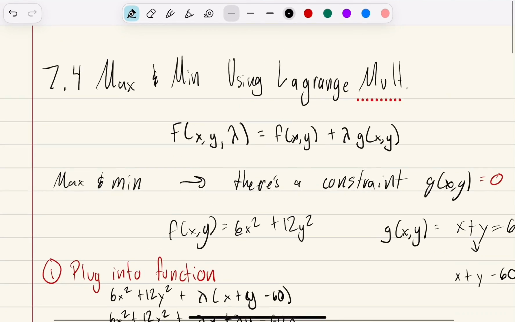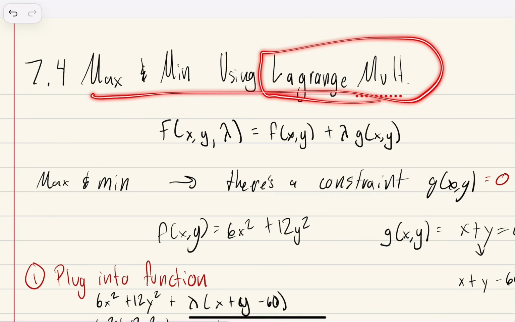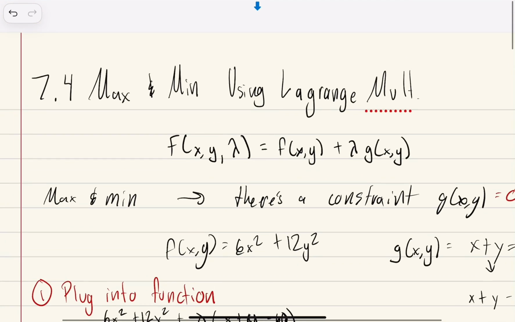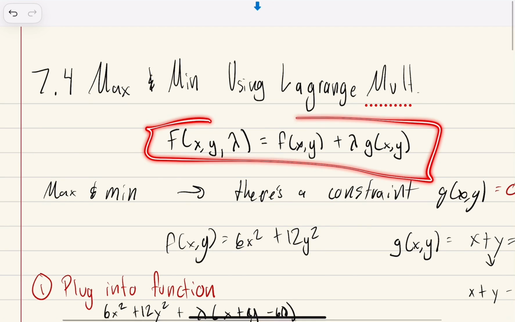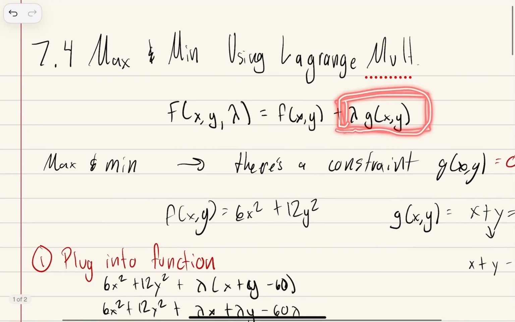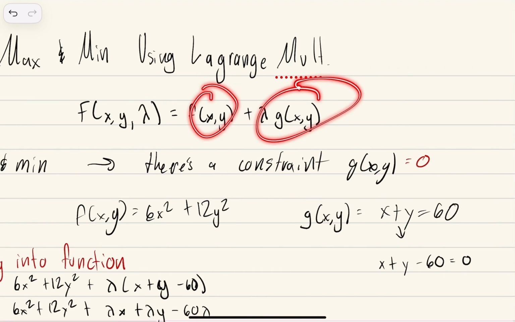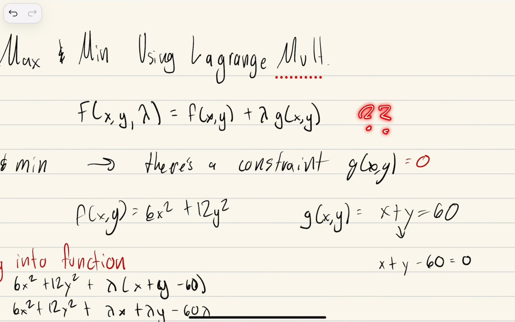Okay, so today we're going to be going over max and min using Lagrange's multipliers. To start off, we have this function right here, F of x, y, lambda is equal to f of x, y plus lambda times g of x, y. Obviously, in this case, we have our function and then we have a constraint. But what is a constraint?